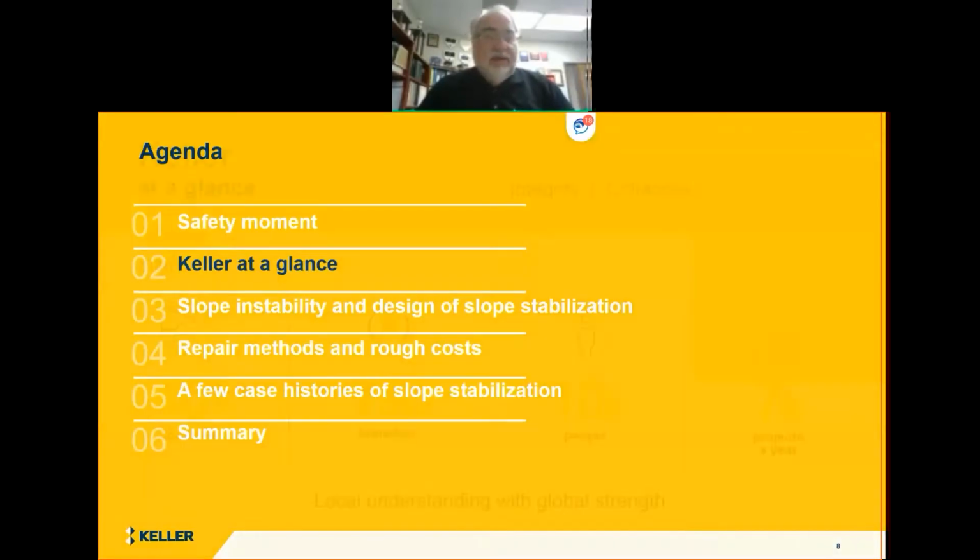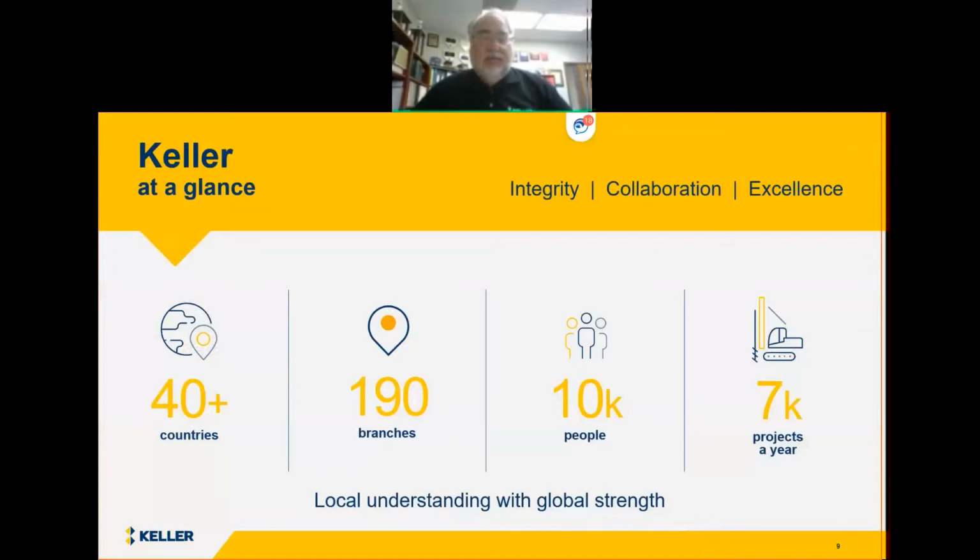What about Keller? Keller is a multinational company based out of London, England. They purchased our old company, Hayward Baker, back in 1984. Keller is active in 40-plus countries with over 190 offices, and I'm one of more than 10,000 people that work at Keller. We do more than 7,000 projects a year, which is incredible when you think about it. And one of our catch lines is we have a local understanding backed by global strength.